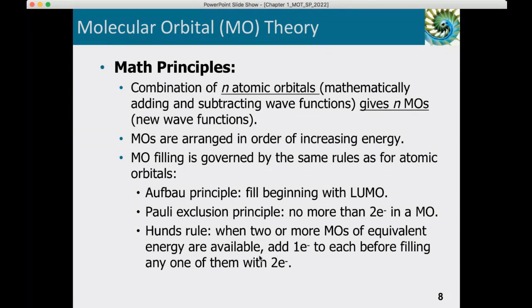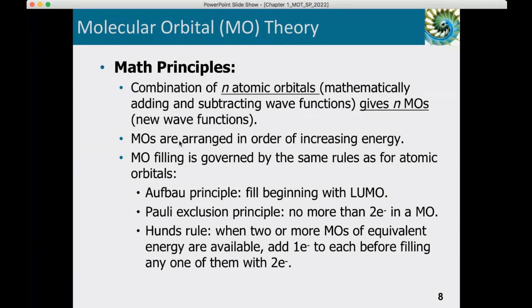Okay, so combining once again n atomic orbitals will lead to the same number of molecular orbitals. Half of these orbitals will be bonding and the other half will be anti-bonding. Why? Because they are the result of combining these atomic orbitals in phase and out of phase.